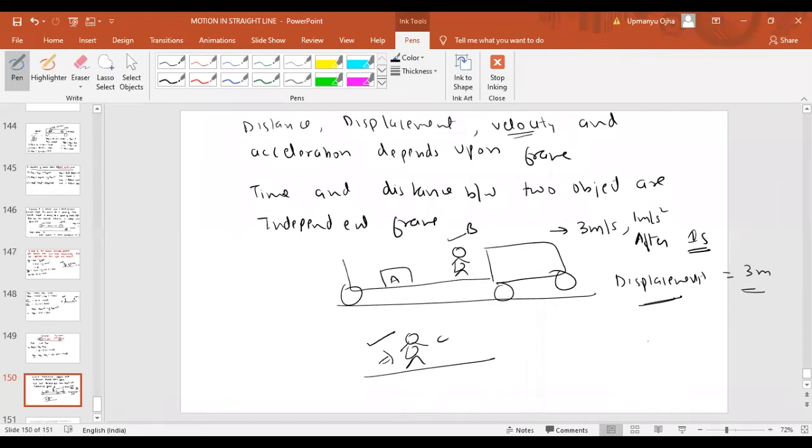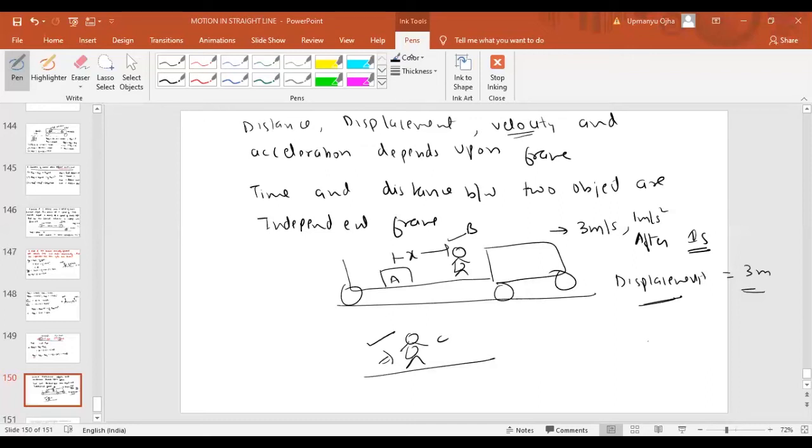Second thing, distance between the two objects. Let us suppose the distance between this object and the observer is x meter. Now will this x meter change? For observer C, will this x change? No. For observer B, will this x change? No. So the distance between the two objects will not change. It's independent of the frame. Time is independent of the frame. But velocity, displacement, distance, acceleration, they all depend upon the frame.